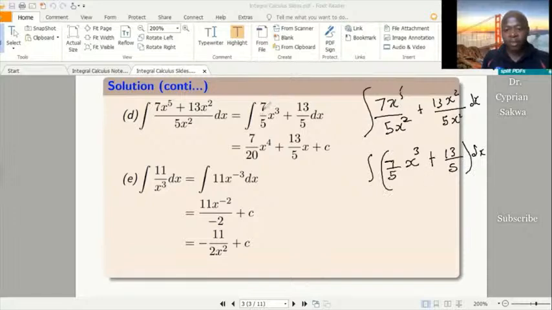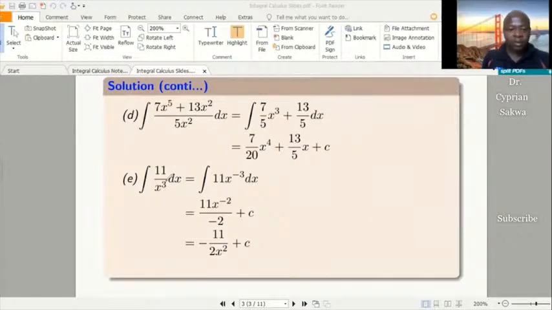And this is what you're seeing here, 7 over 5 x raised to 3 plus 13 over 5, then dx. Now to integrate this, you add 1 to the power. So this becomes 7 over 5 x raised to 4, then divide by that 4. Then the other one is a constant, so it will be 13 over 5 x, then plus c. But now 5 times 4 is what is giving me this 20. So I have 7 over 20 x raised to 4 plus 13 over 5 x plus c. That's how I did that.